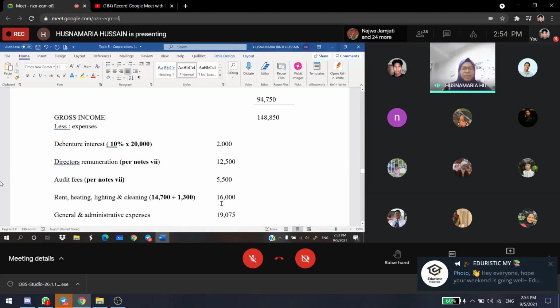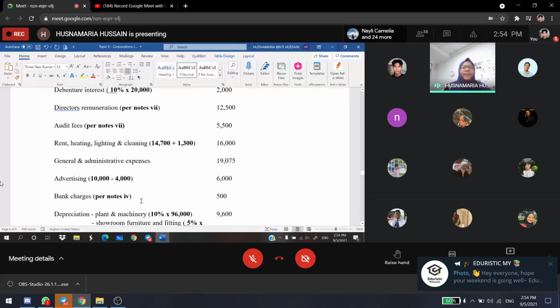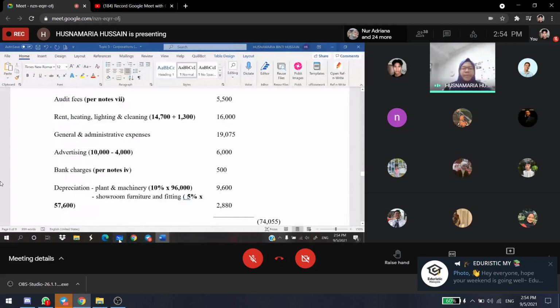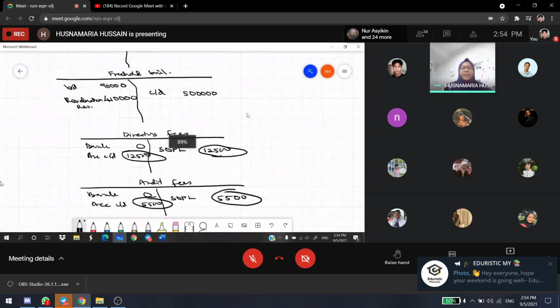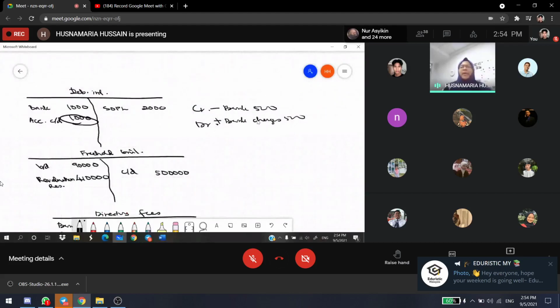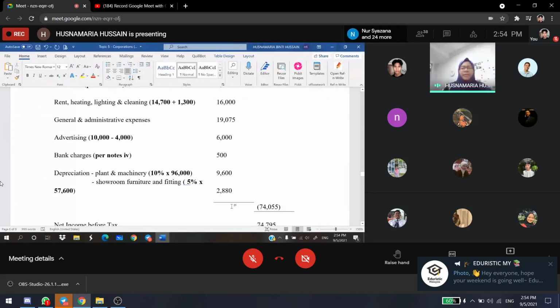This is the total. General and admin, advertising, just now you have a prepaid, should take it out, so 6,000. Bank charges, like what Madam said earlier, it will affect your bank, and also you are going to have an extra expense account, bank charges 500 a month. Depreciation 10% on cost, showroom, furniture and fitting also 10%.